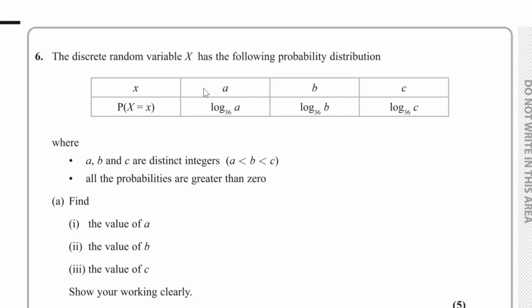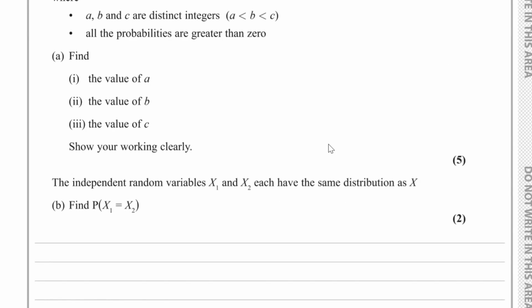Question number 6. The discrete random variable x has the following probability distribution. We've got different values of x and their associated probabilities. A, b and c are distinct integers where a is less than b, which is less than c, and all the probabilities are greater than 0. For part A, we have to find the values of a, b and c, showing our working clearly.